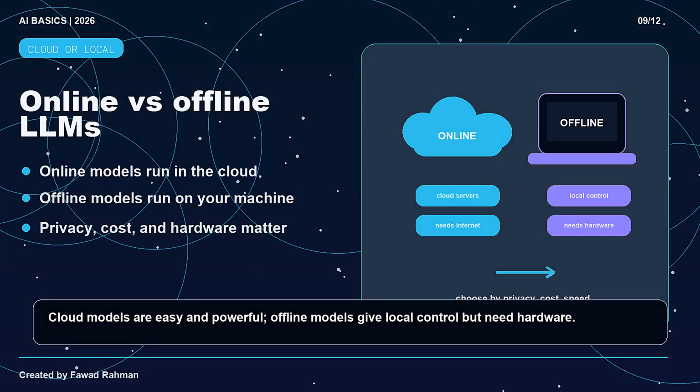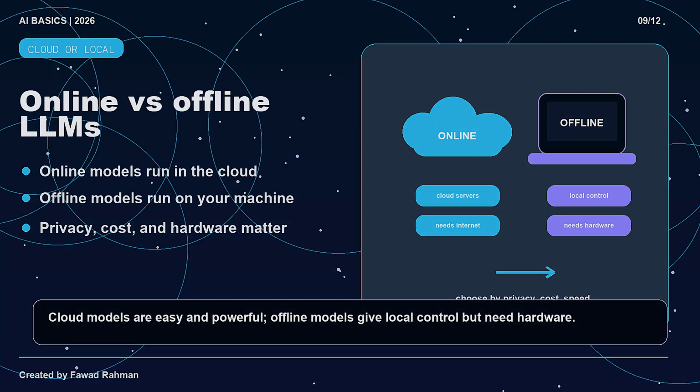There are two practical ways to use LLMs. Online models run on company servers. They are usually stronger, easier to access, and frequently updated, but they need internet and you must think about privacy and account limits. Offline or local models run on your own laptop, workstation, or private server. They can work without internet and keep data closer to you, but they need enough memory and may be smaller or slower.